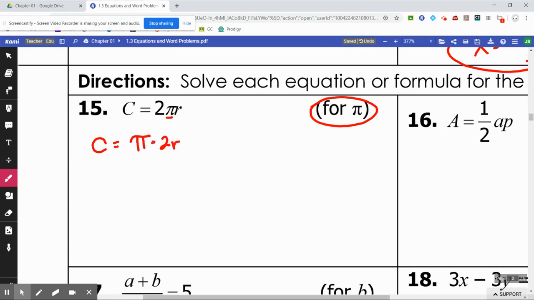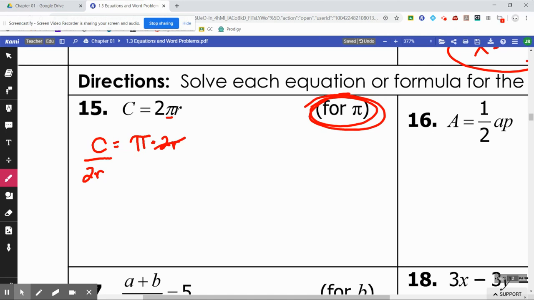Pi is being multiplied. All three of those things are being multiplied over there, so you could actually rearrange them if you needed to. You don't have to do this. I'm just showing you that pi and 2r are being multiplied. So to get rid of times 2r, you just go to the other side and you divide by 2r. Now, pi is by itself. That's all you were asked to do there.